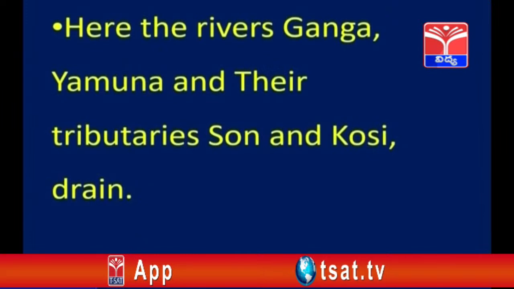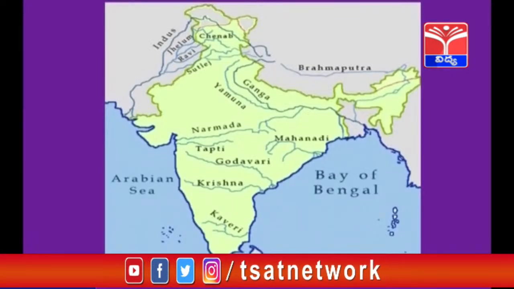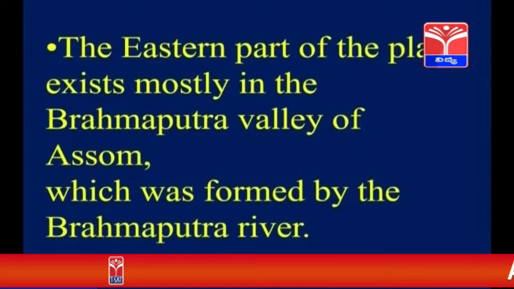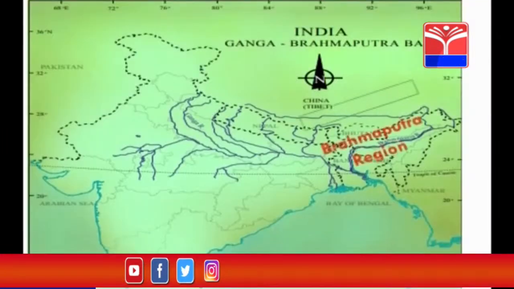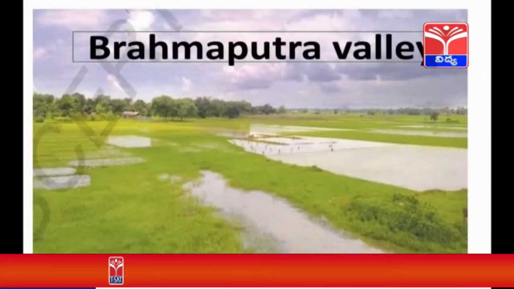We can see the river Ganga, Yamuna and their tributaries Son and Kosi drain this region. This is the map of the rivers. The eastern part of the plain exists mostly in the Brahmaputra valley of Assam, which was formed by the river Brahmaputra. This is the Brahmaputra region towards the northeastern part. This is the Brahmaputra valley.